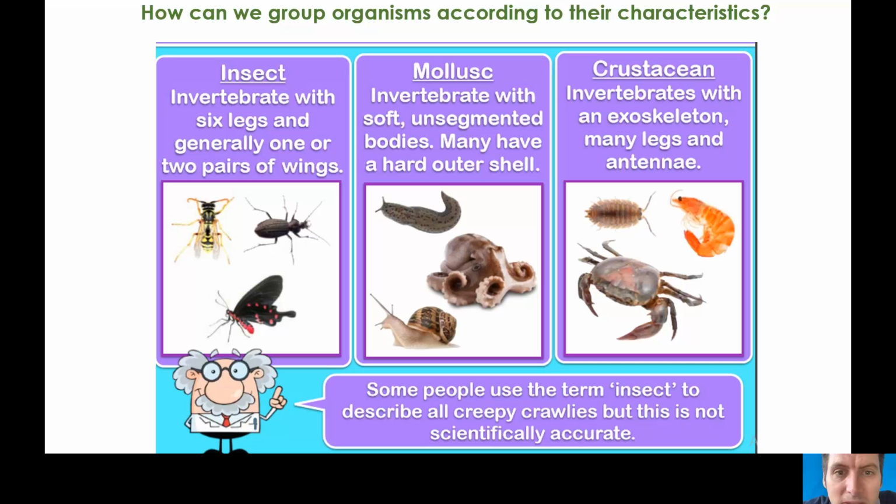Some people use the term insect to describe all creepy crawlers. So this is important to remember. Sometimes we accidentally make mistakes with our scientific language. Insects only are those animals which have 6 legs and normally 2 pairs of wings. Okay.